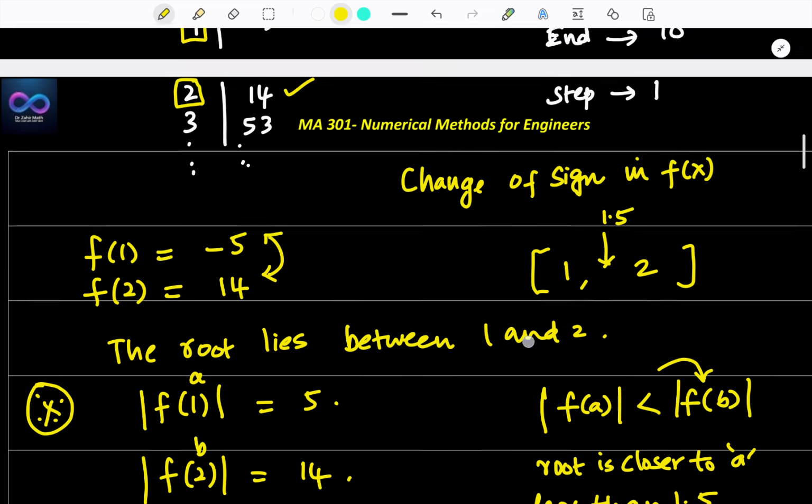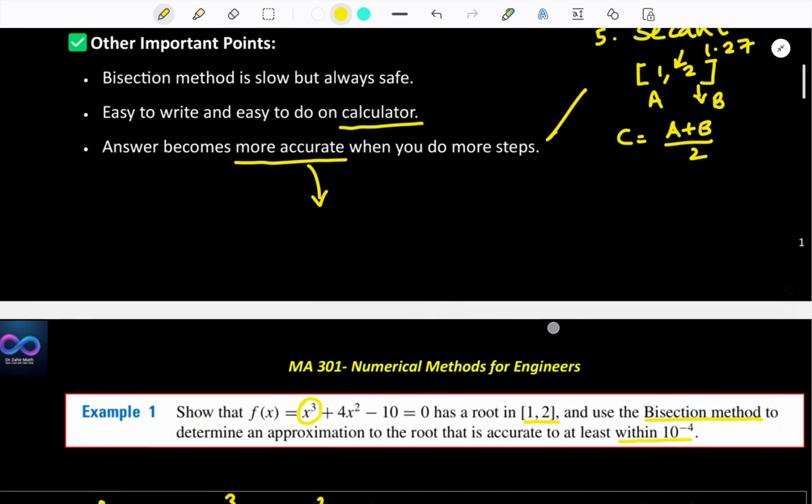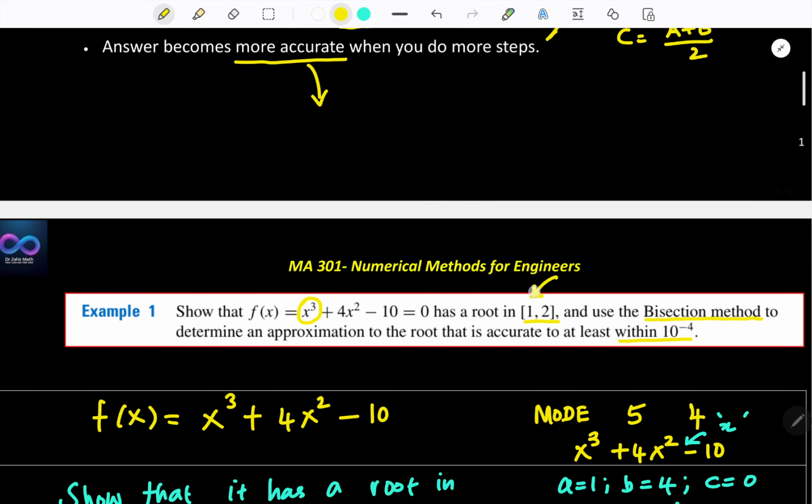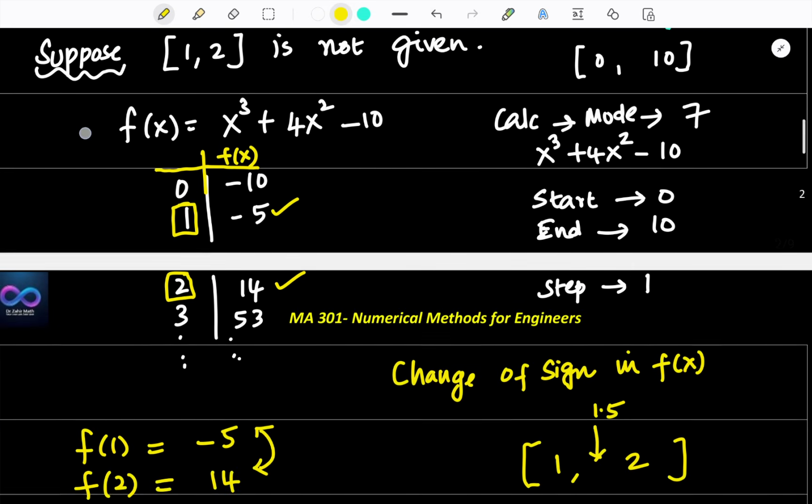So why do I have to do all these steps, teacher, in the calculator, table mode, everything? If this point is not given in the question. If this is given, you can directly start. Understand? Right. So keep this in your mind.